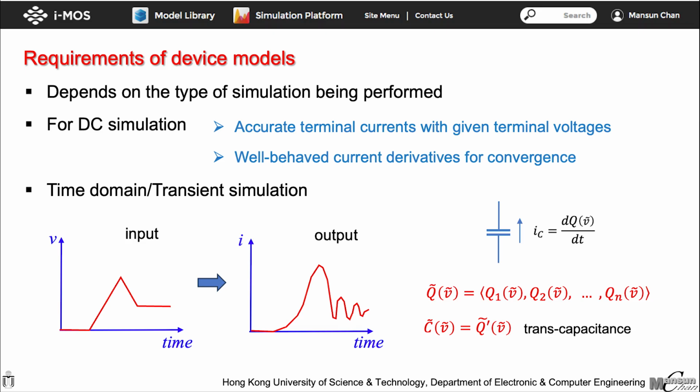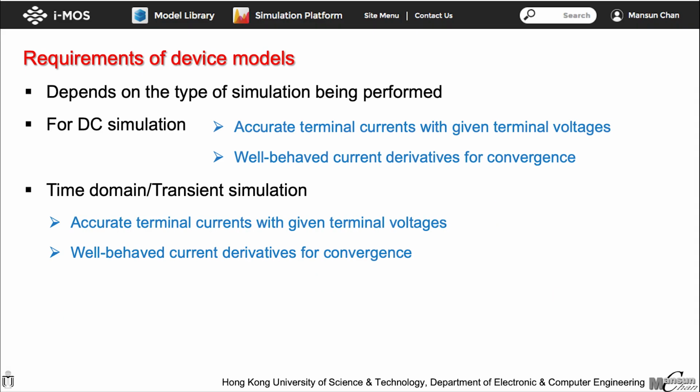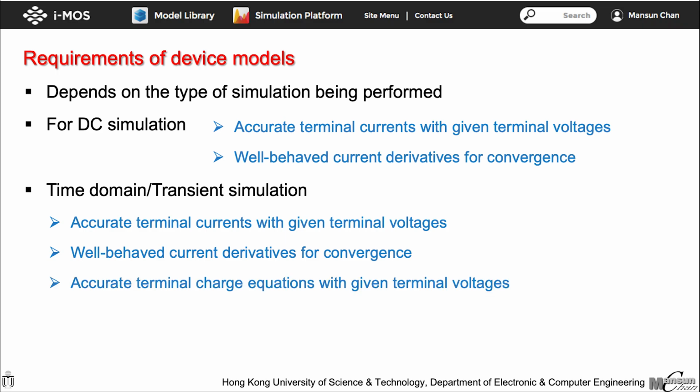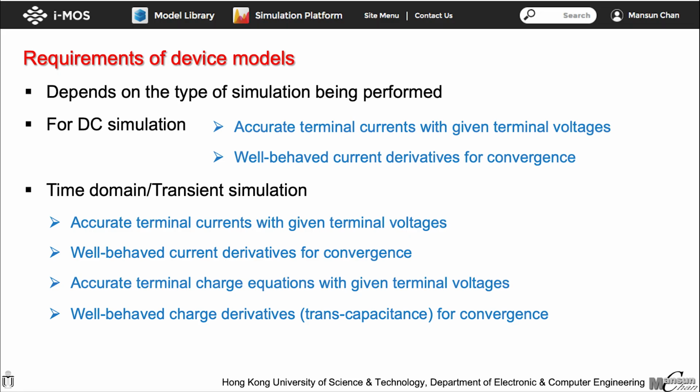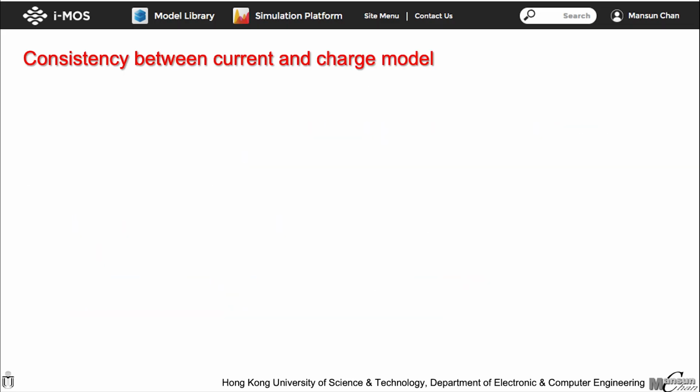These equations are highly nonlinear, making transient simulation more challenging to solve than DC simulation. Similar to the current voltage equation, the model must have an accurate charge versus voltage relationship to achieve accurate simulation results. Additionally, the transcapacitances are essential for ensuring convergence. At this point, I would like to add an important remark.